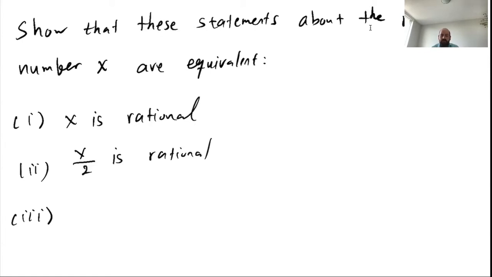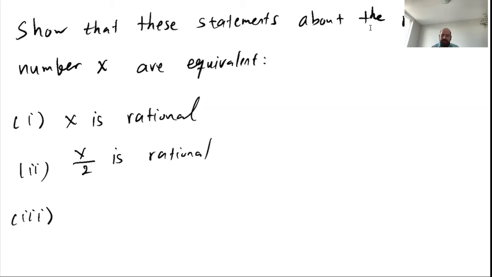Now what do I want to get at the end? I want to get to x over 2 is rational. So right now I have x equals a over b. I want to get x over 2. Well, it's obvious what we have to do here. We have to just divide both sides by 2. So thus, x over 2 is equal to a over 2b, where a and 2b are integers. And 2b is not equal to 0, since b is not equal to 0.